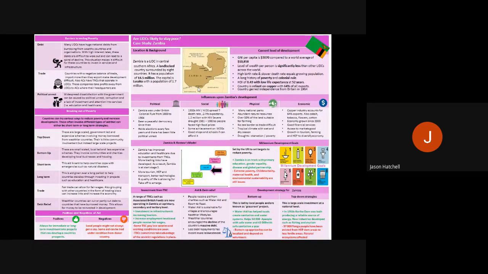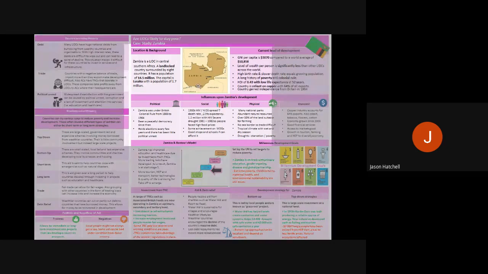Now, remember, the question won't say, in Zambia, what did you look at? It will ask you about a certain aspect of development in terms of maybe the Millennium Development Goals or TNCs or strategies, bottom up, top down, etc. So just bear that in mind as we go through this. But I'm just going to introduce you to what you looked at for Zambia.